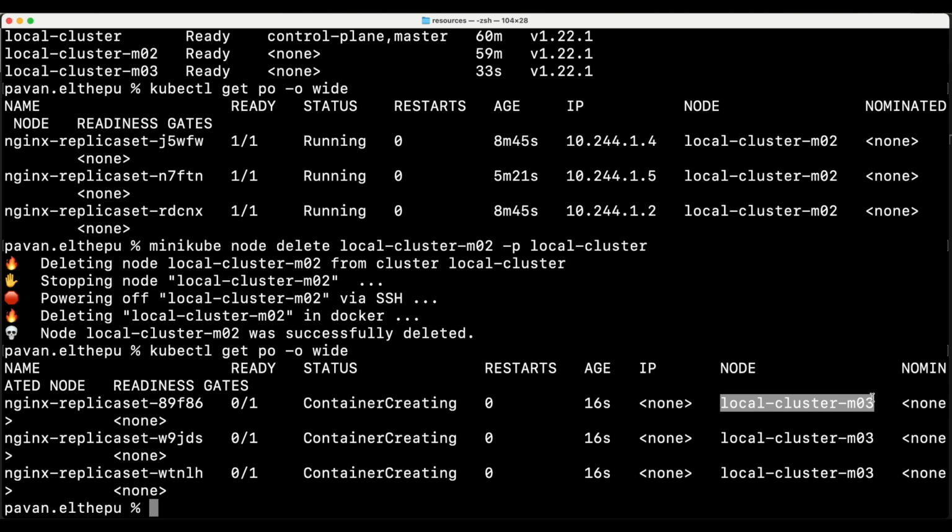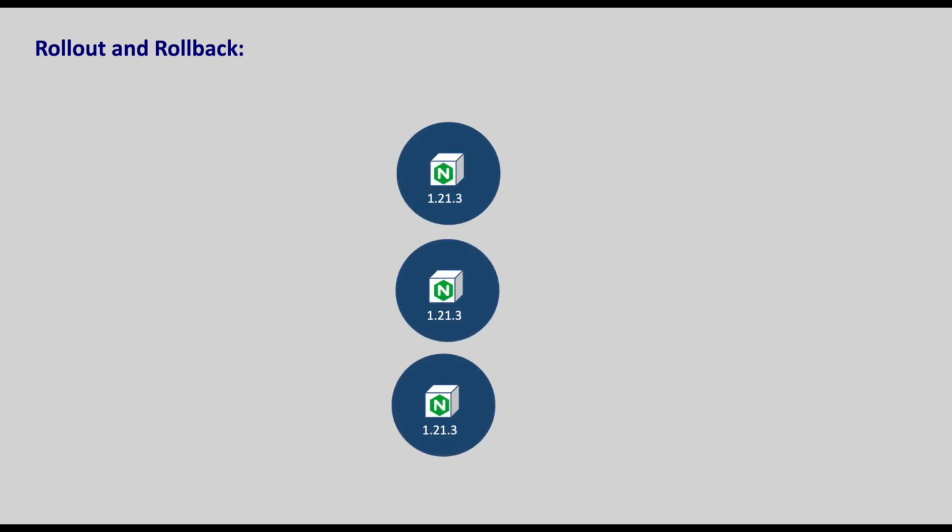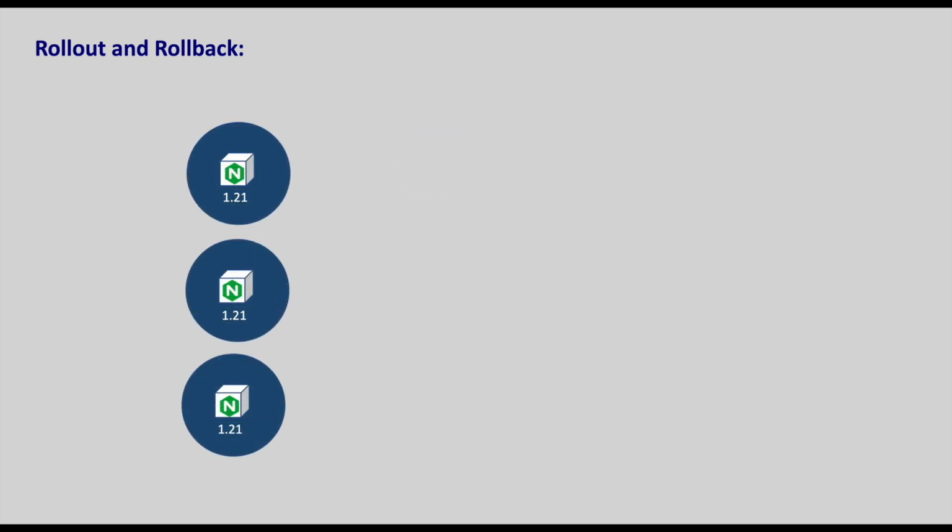Now let us see how we can do rollout and rollback in Kubernetes. Let's say our application is running with version 1.21. If we want to upgrade it to 1.21.3, it requires starting the new version of the pod, stopping the old version of the pod, and waiting and verifying the new version has been launched successfully. Also, there will be cases of rolling back to a previous version in case of any issues. If we do this manually, there are a lot of chances of errors and it's time consuming. We can automate this rollout and rollback with the deployment object in Kubernetes.